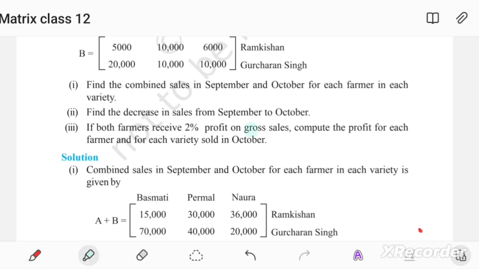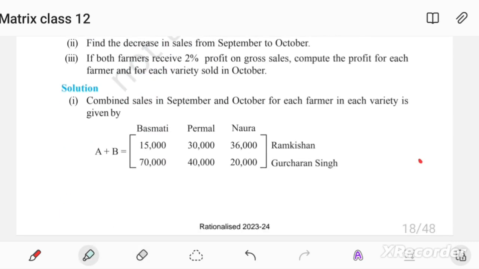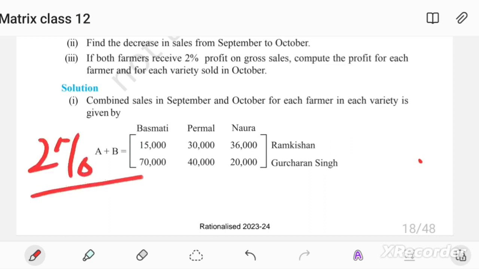It is given here that both the farmers receive 2% profit on the gross sale. Gross sale means total sale. The total sale that they are selling, they are earning 2% profit on that sale. In the exam, the examiner can also ask you what is the net profit in the combined sale. Then in that case, you have to find the 2% or 3%, whatever the profit is given. Let's say 2% profit is given, then you have to find the 2% of the A plus B matrices. You can easily find the 2% of this matrix, right?